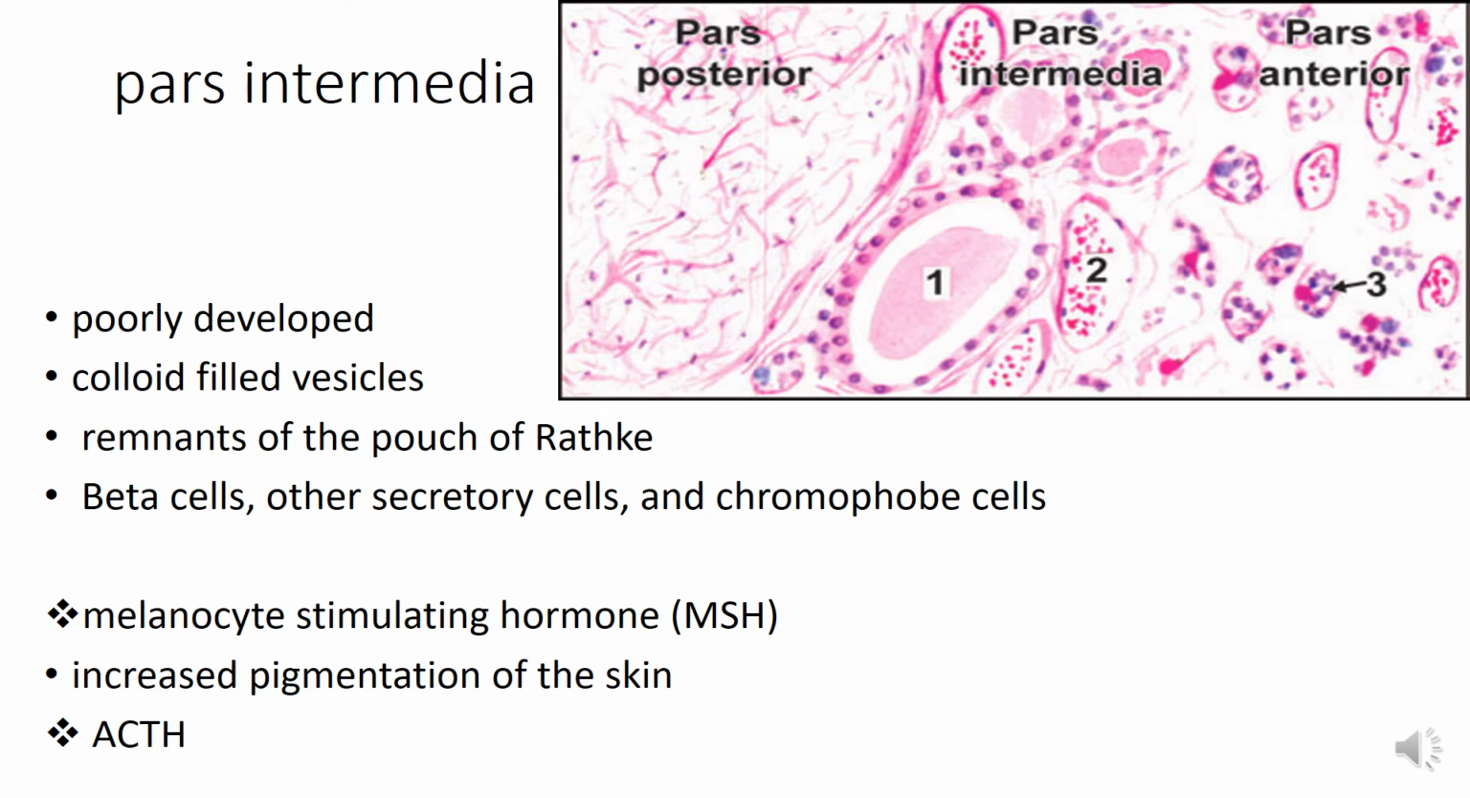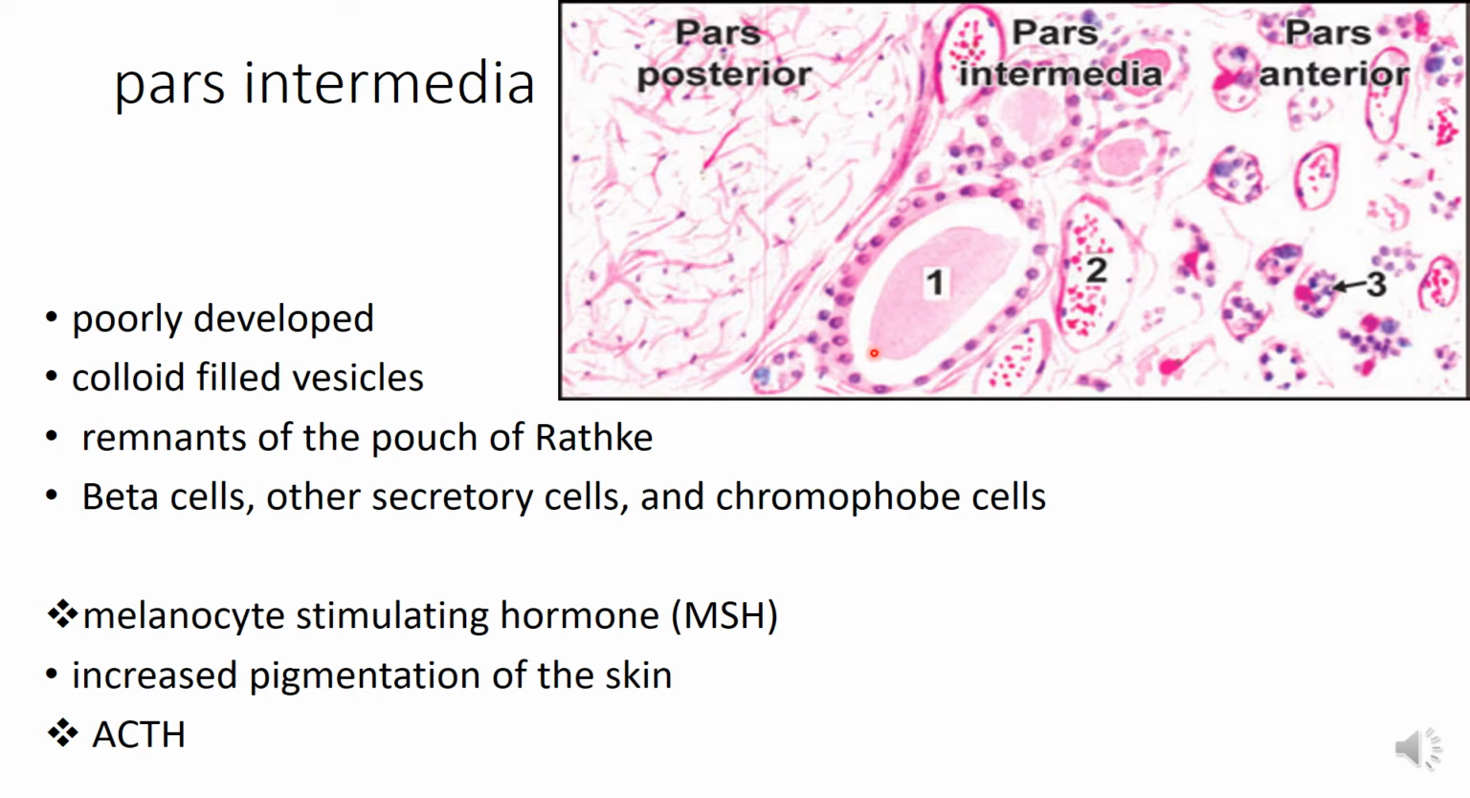Coming to pars intermedia, again here you can see this is the pars anterior. You have cords of cells, and in between you have the fenestrated sinusoids. The pars intermedia is poorly developed, but it has got colloid filled vesicles. You can see the colloid filled vesicles in the pars intermedia. Pars intermedia is actually the remnant of the pouch of Rathke. If you remember, the anterior pituitary develops from the pouch of Rathke, which is a diverticulum from the ectodermal roof of stomodeum. So this pars intermedia is a remnant of pouch of Rathke, and it has got colloid filled vesicles.